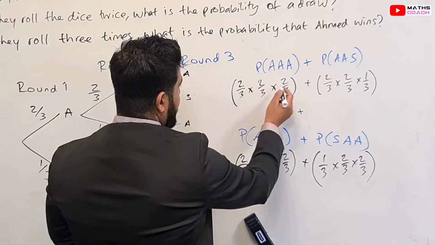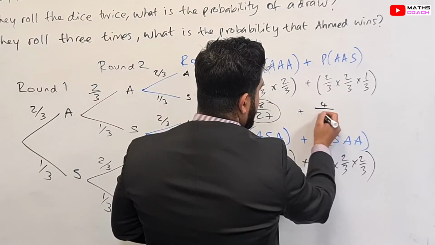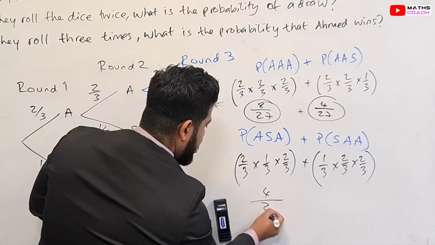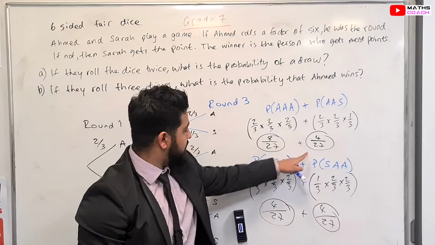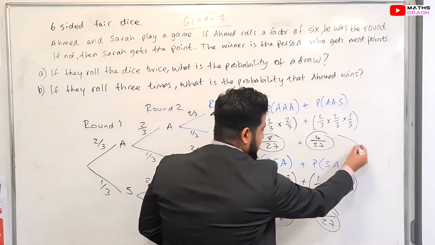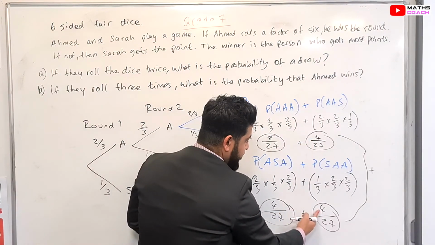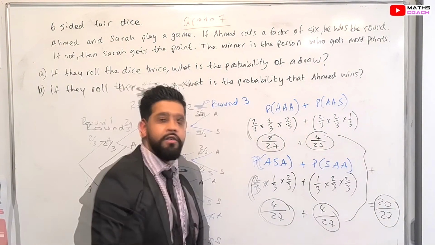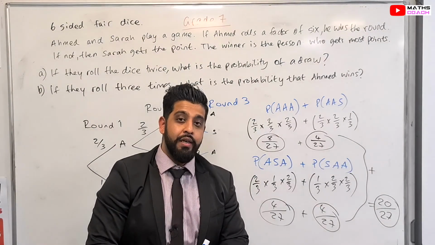That's going to be 8 over 27. This one is going to be 2 times 2 times 1, which is 4 over 27, and the next is 4 over 27, plus 4 over 27. So we've got the answers to each one, and now we'll just add them together. All of them have the same denominator, so we can simply add them up. So 8 plus 4 plus 4 plus 4 gives us 20, so it equals 20 over 27. So the probability of Ahmed winning, if the dice is rolled 3 times, is 20 out of 27.